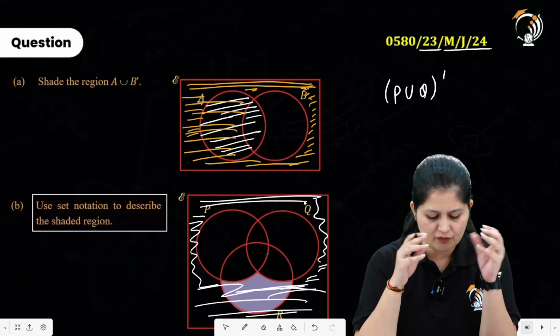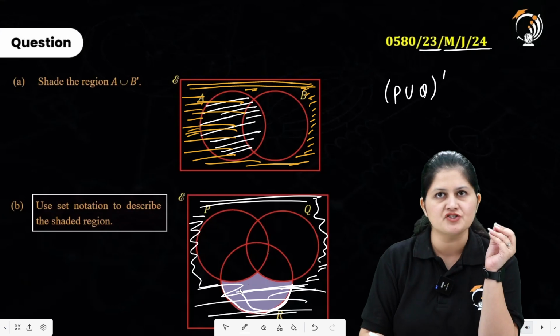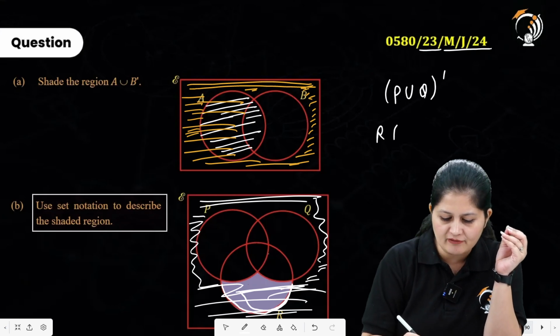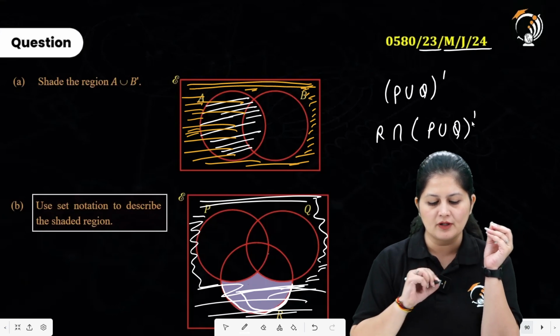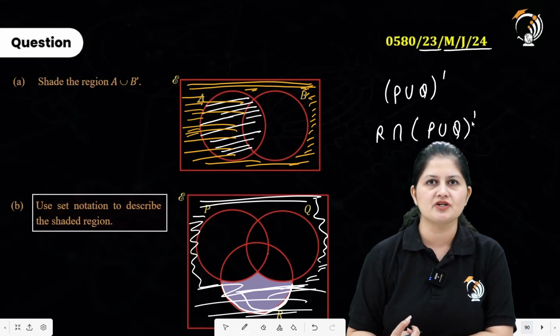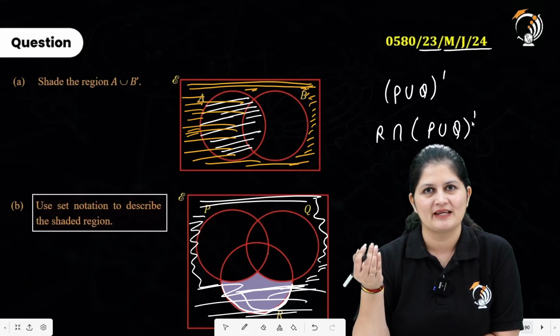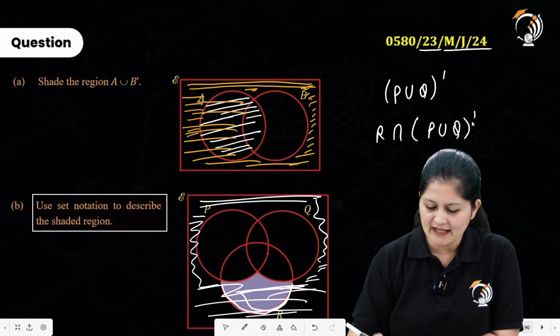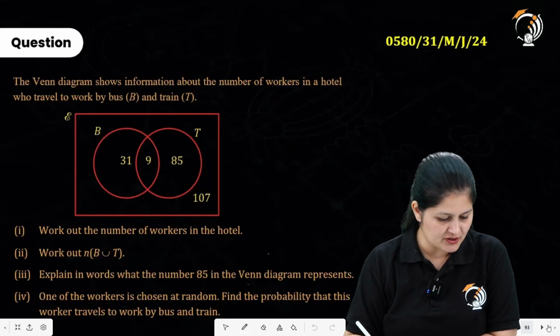So that means we are going to have the intersection with R here in order to get the shaded region. If we have the intersection of R with the complement of P union Q, we are going to get the required region. This is how we are going to write the set notation of it. Is that clear? Now, moving to the next question here. This was just the same question that we had.